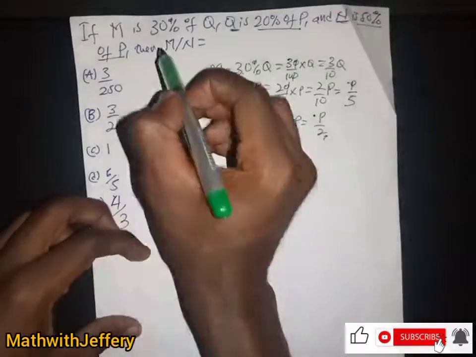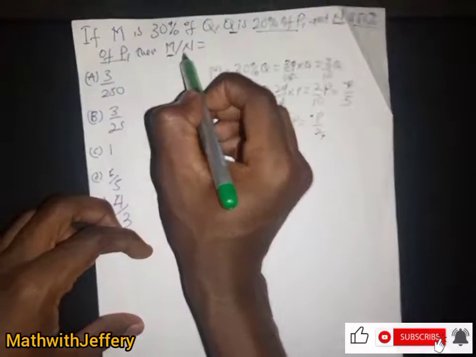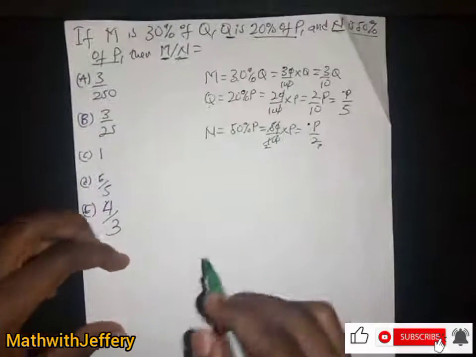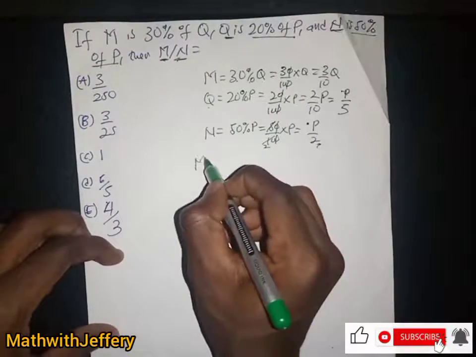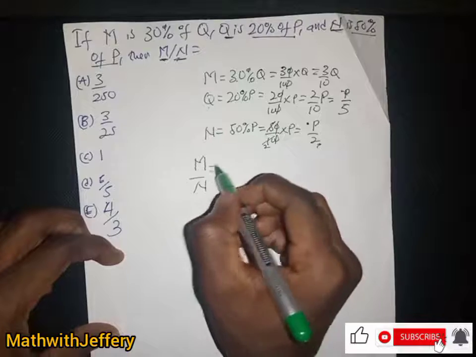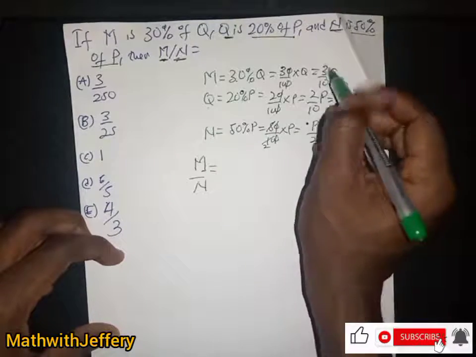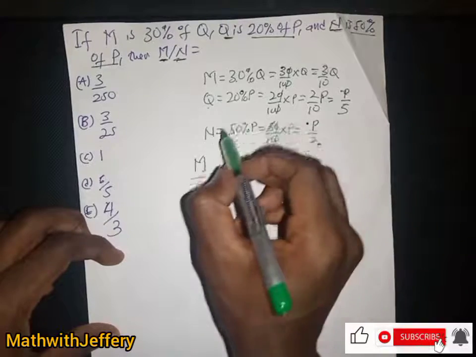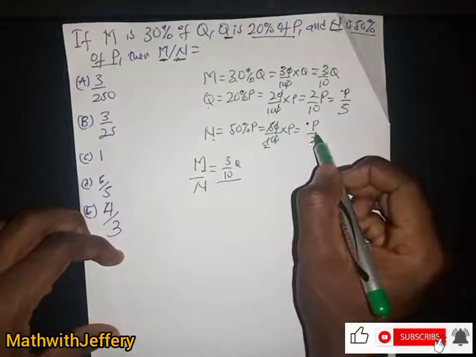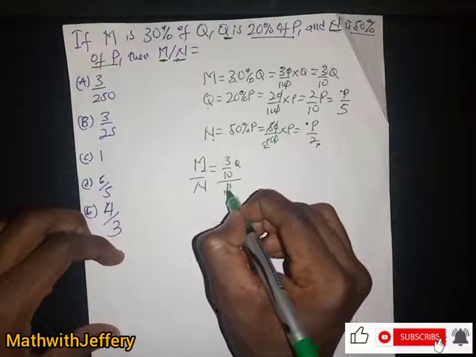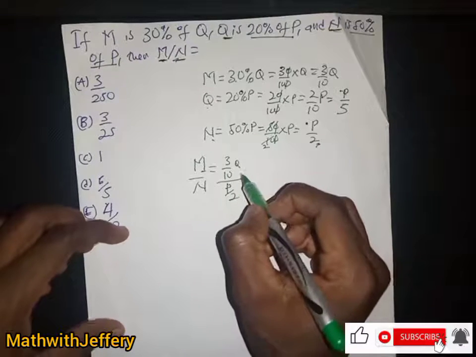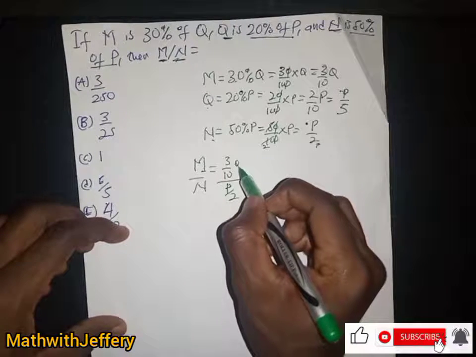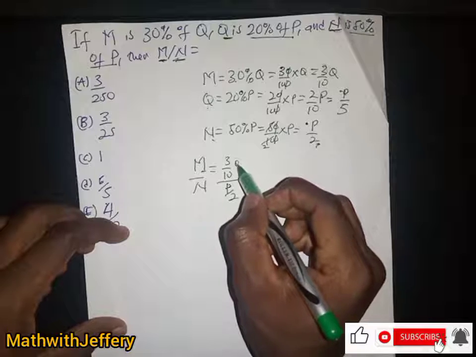Now the question says what is m divided by n? So to find m divided by n, we have m divided by n. Now what is m? M here we said to be 3 over 10 of q, being divided by n, which is just p divided by 2, but then also we have p and we have q here. So what is q, right?